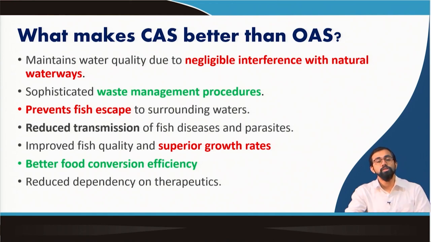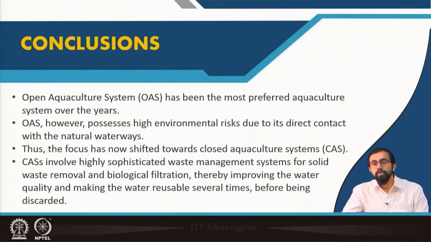But in closed aquaculture systems, even if some amount of feed gets uneaten at the initial stage of deployment, afterwards the fish will come when they are hungry and eat that food. I'm just giving you a scenario. So in this way, the food conversion efficiency can be improved. It reduces the dependency on therapeutics and different kinds of antibiotics, because closed aquaculture systems can reduce the possibility of disease outbreak and all.